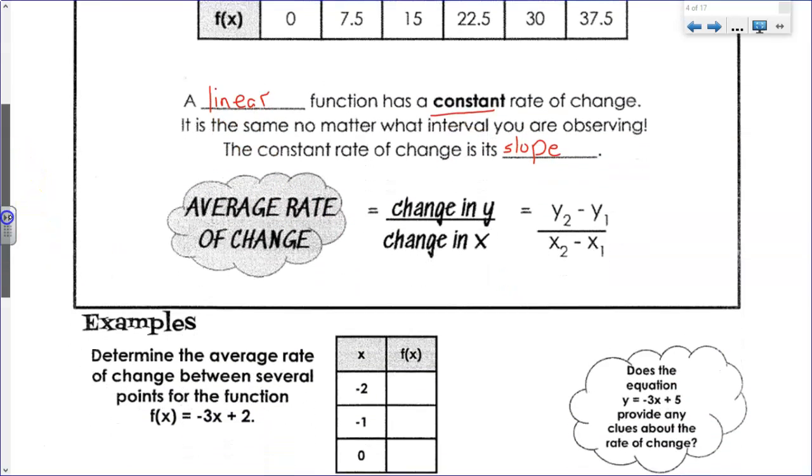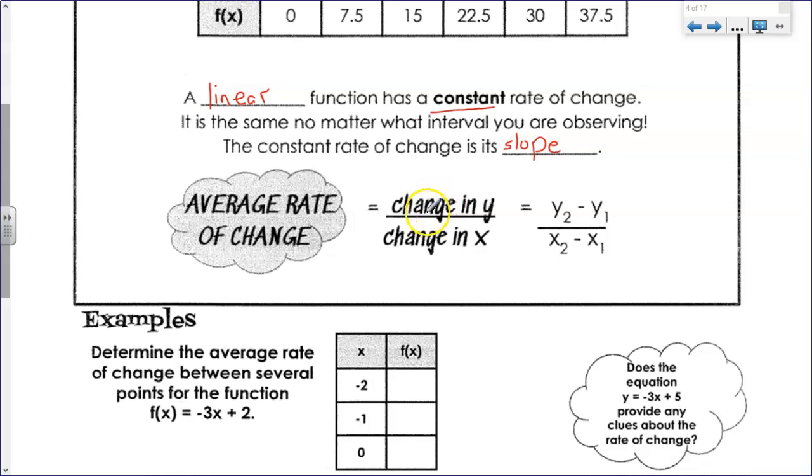So the average rate of change can be found by change in y over change in x. So we're going to do y2 minus y1 over x2 minus x1. So y is on the top, x is on the bottom. And you probably remember the little words rise over run.